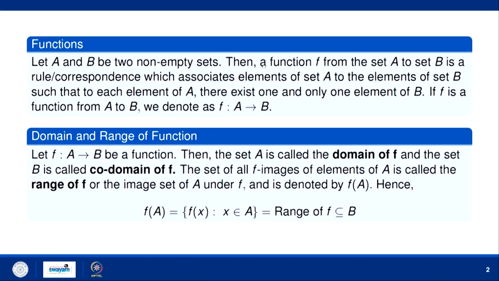Then a function from the set A to set B is a rule or correspondence which associates elements of set A to the elements of set B, such that to each element of A there exists one and only one element of B. If f is a function from A to B, then we denote f: A → B. So what do you mean by this?